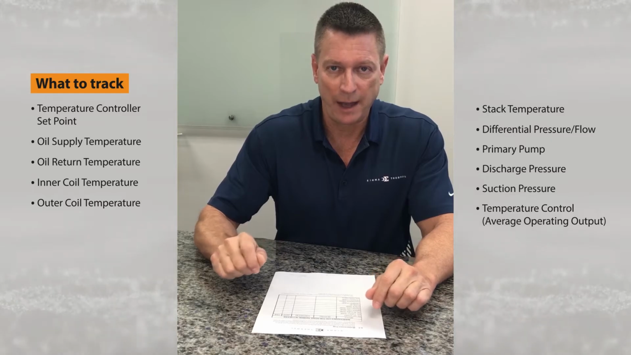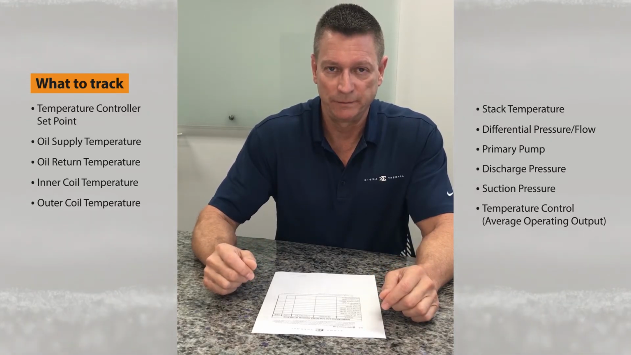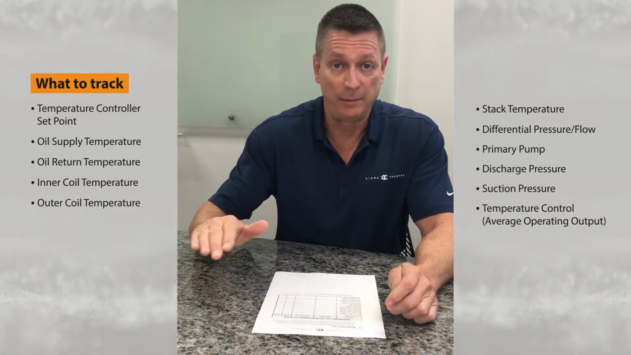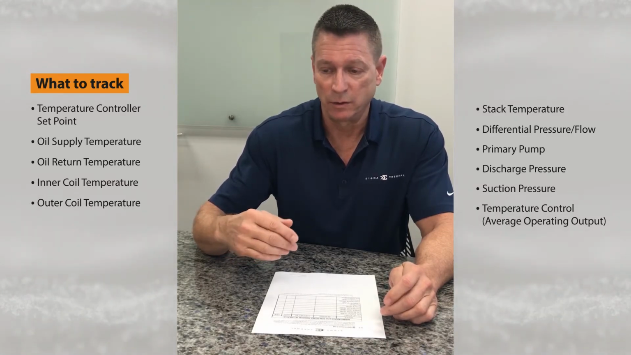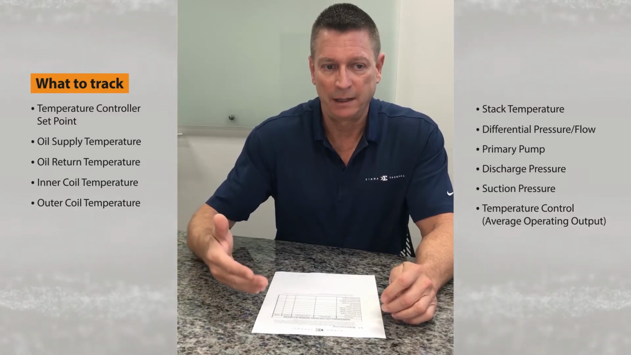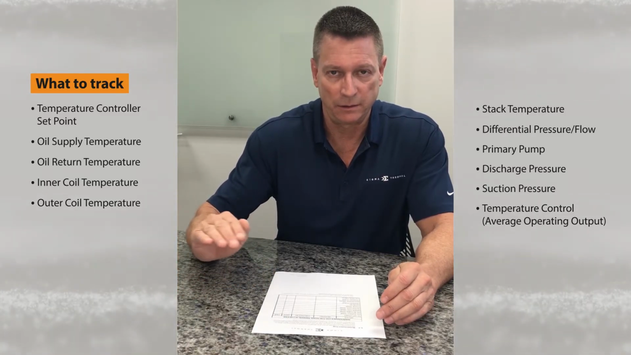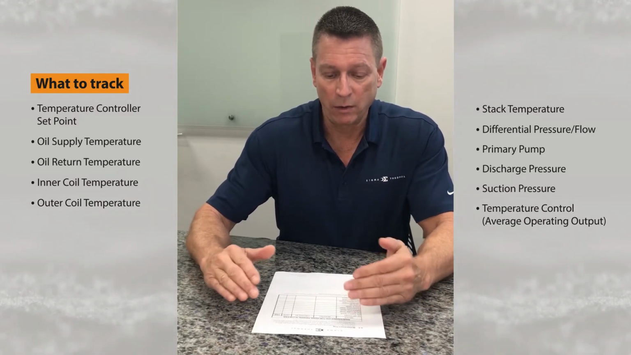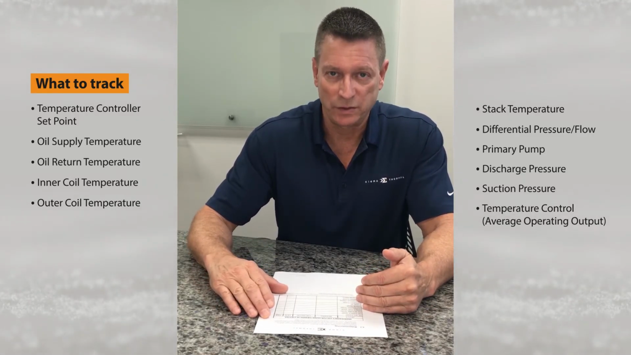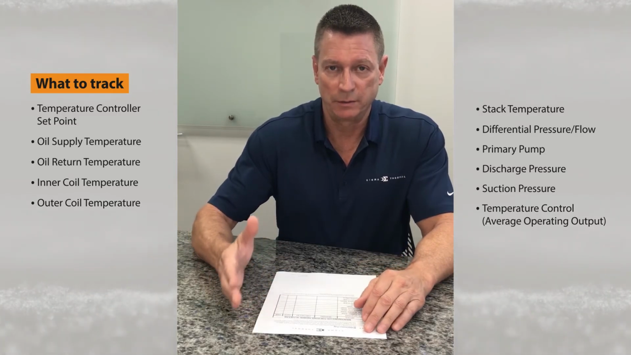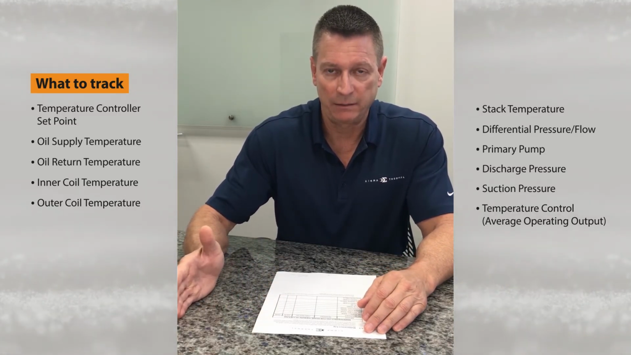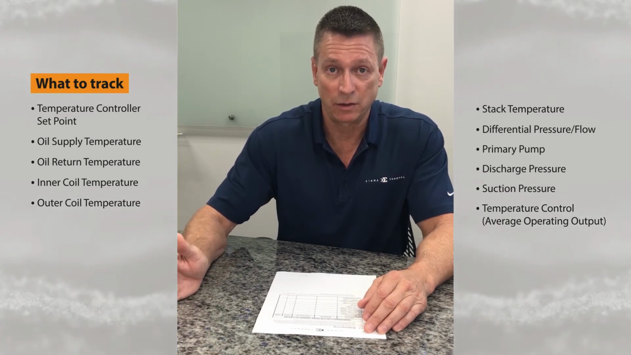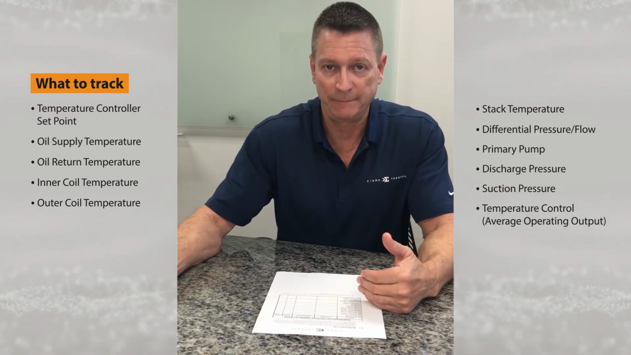Another thing that's not on here, but it's also something that's helpful, is to capture the average operating output for the temperature controller, just so that we see where that burner is operating on a daily basis for normal production. So if that changes over time, that can point us in the direction of how to troubleshoot. But all of this information will be beneficial to build some data and have that history, so that we can see if there's any subtle changes happening over an extended period of time.